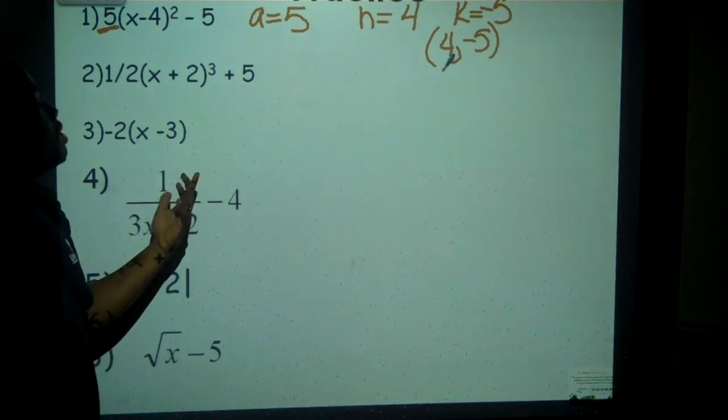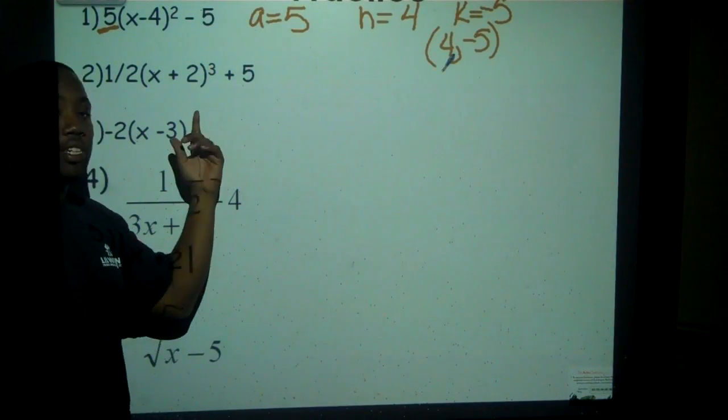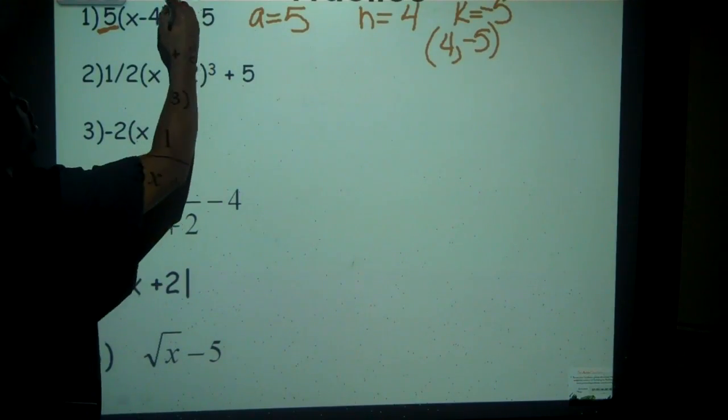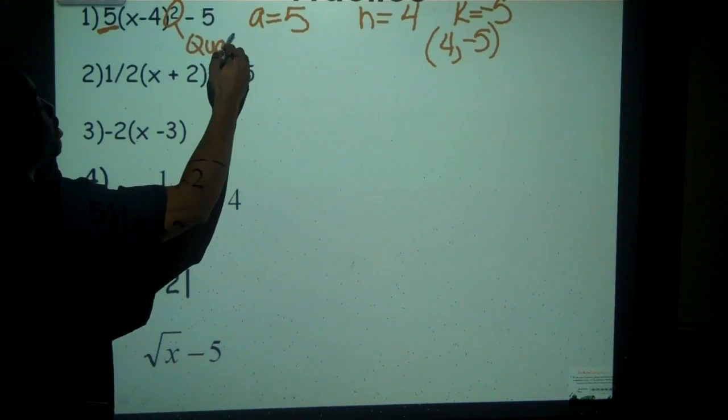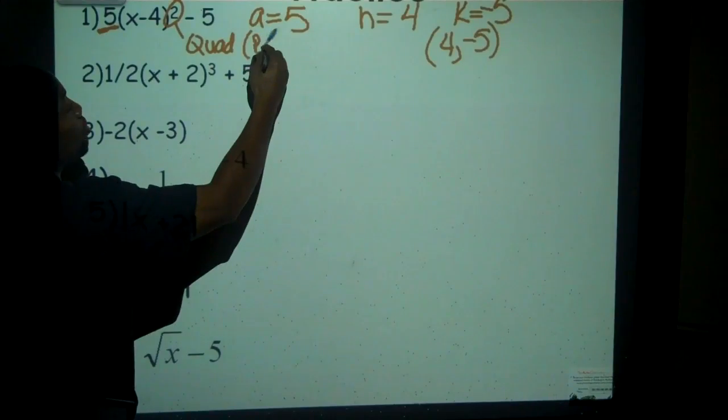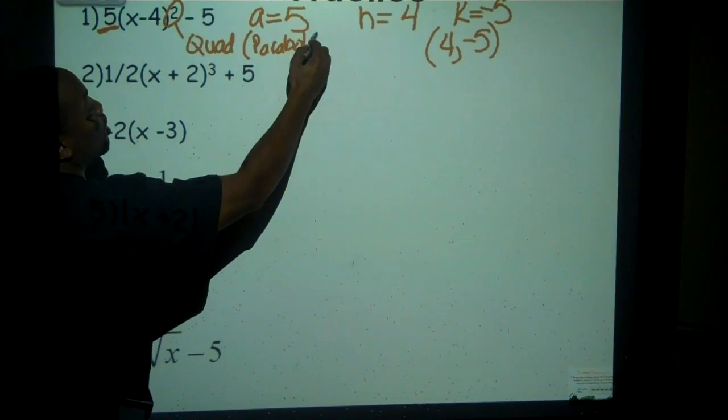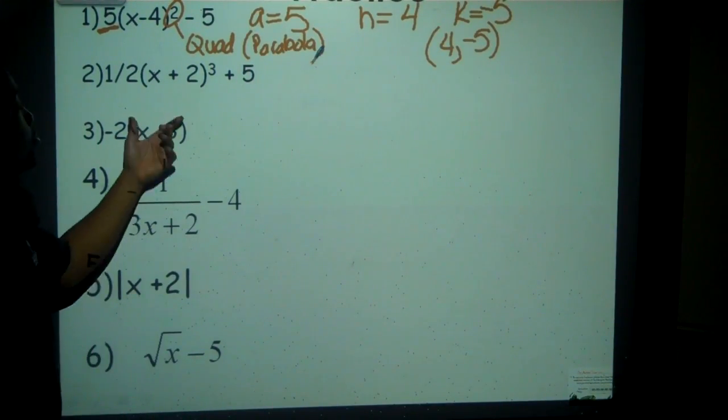And what graph is this? Let's go back to part 1. Because it's squared, this is going to be our quadratic, or if you would have put parabola, same thing. Now our next one, number 2.